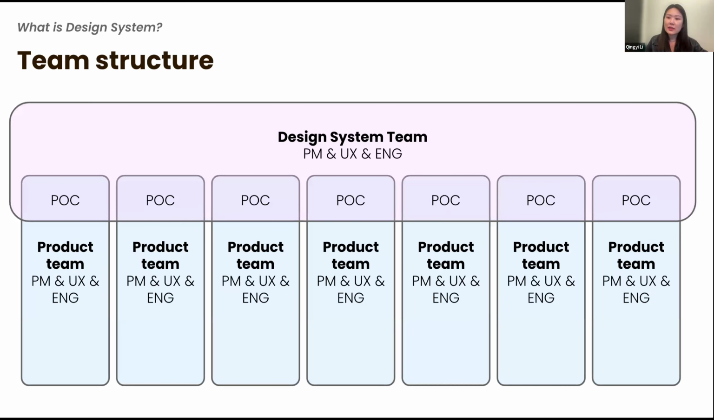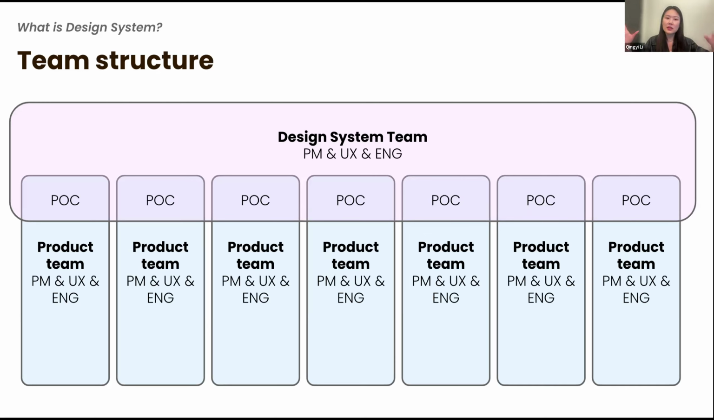And in a large organization, how does a design system work? So typically it's managed by a horizontal team that includes product manager, UX, and engineers. This core design system team collaborates closely with the vertical product teams, who are both users and contributors to the design system. So you can see in this graph, there's a little bit of overlap. That's because it's not separate at all.